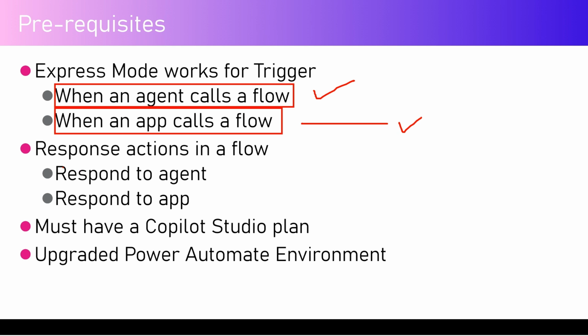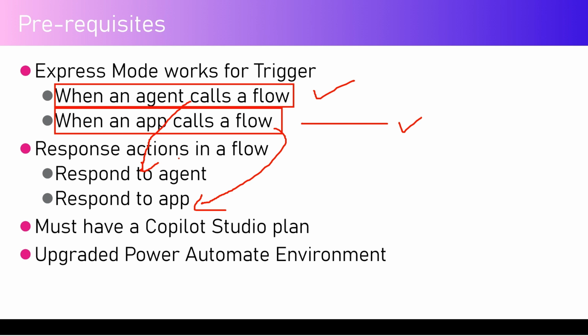Then there are the response actions in a flow. Correspondingly, when an app calls a flow, you have to respond back to the app again, right? So this corresponds to this. And when an agent calls a flow, it corresponds to respond to an agent. So when an agent calls a flow, you have the business logic, and then you respond back to the agent. Similarly, if you are using Power Apps, when an app calls a flow, do the processing logic and then respond back to the app.